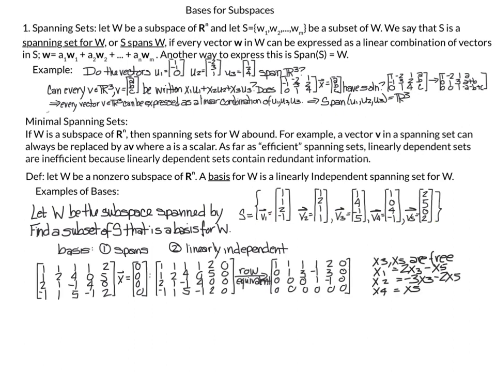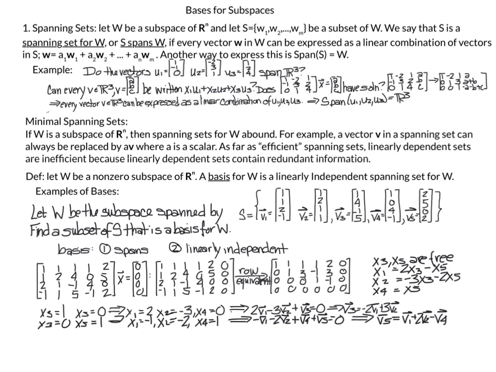To winnow this set down to a linearly independent set, we solve the homogeneous equations, and this is the result. x3 and x5 are free. x1 is equal to minus 2x3 minus x5. x2 is equal to minus 3x3 minus 2x5, and x4 is equal to x5. Now I'm going to look at x3 and x5 separately. First I'm going to set x5 equal to 0 and x3 equal to 1, so that will allow me to focus on x3. And then in the next step, I'll do the opposite: I'll set x3 equal to 0 and x5 equal to 1, so I can focus on x5.